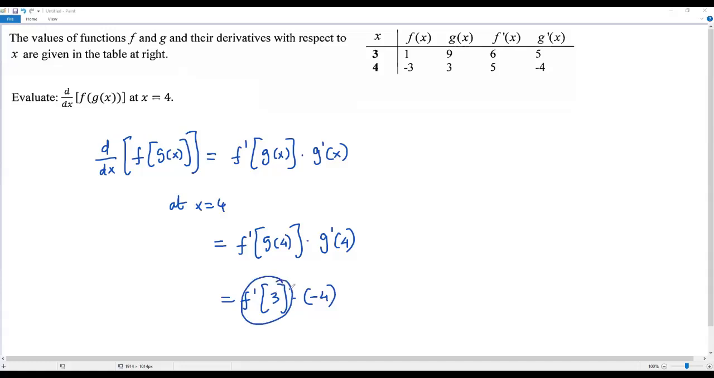Okay, now we have to get the value of f prime of 3. F prime of 3 is the value of f prime of x when x equals 3. When x equals 3, the value of f prime of x is 6. So we can plug in 6 for f prime of 3. Then I'm getting 6 times negative 4, which equals negative 24. So the value of this derivative at x equals 4 is negative 24.